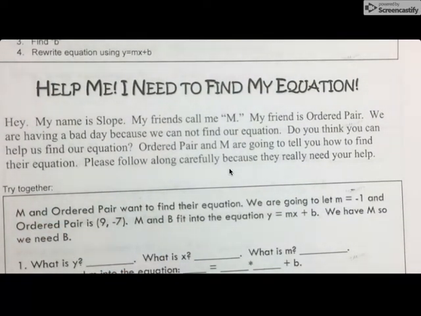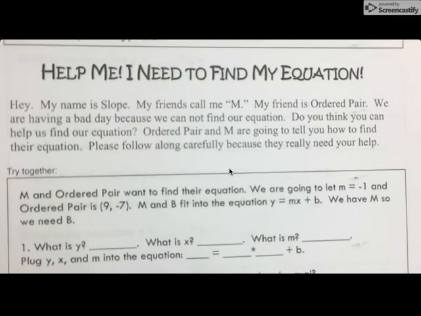So first it says, hey, my name is Slope. My friends call me M. My friend Ordered Pair and I are having a bad day because we cannot find our equation. Do you think you can help us find our equation? Ordered Pair and M are going to tell you how to find their equation. Please follow along carefully because they really need your help.